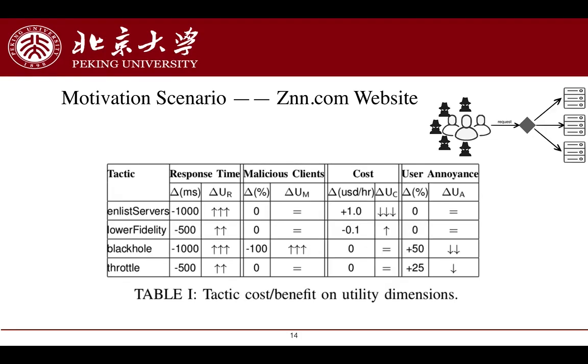The impact on different quality attributes of the 4 tactics is shown in this table. For example, tactic activating a server can cause a drastic reduction of response time, decreasing 1,000 milliseconds with a big increase of operating cost. However, this tactic has no impact on malicious clients or user annoyance.